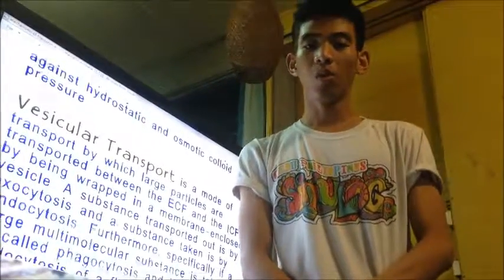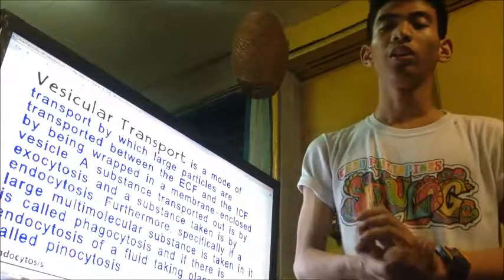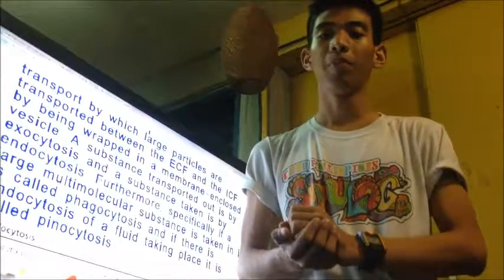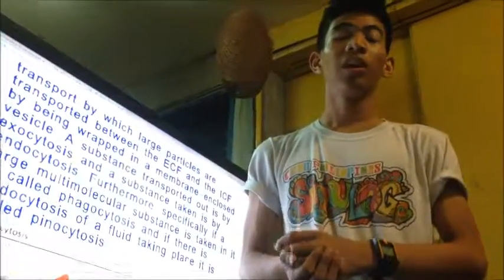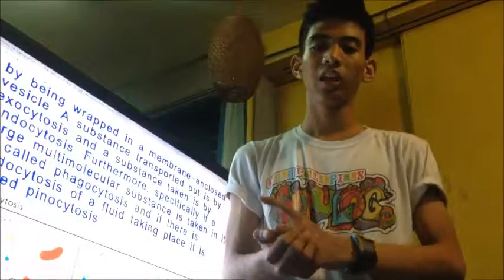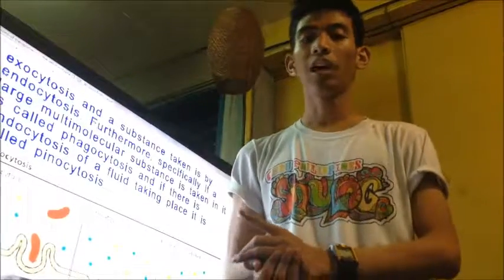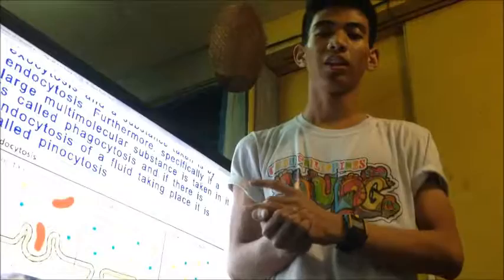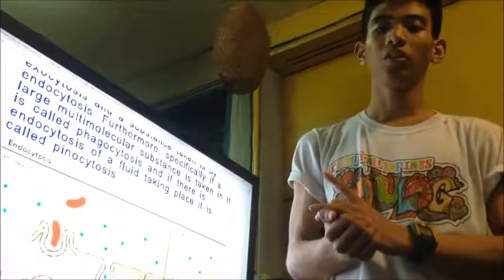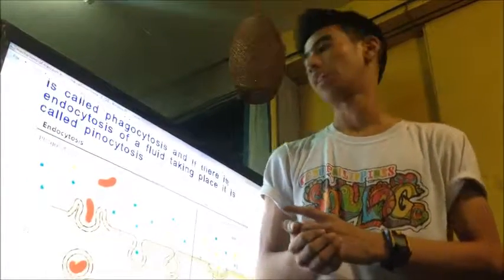Vesicular transport is a mode of transport by which large particles are transported between the ECF and ICF by being wrapped in membrane-enclosed vesicles. A substance transported out is by exocytosis and a substance taken in is by endocytosis. Specifically, if a large multimolecular substance is taken in, it is called phagocytosis. And if there is endocytosis of a fluid taking place, it is called pinocytosis.